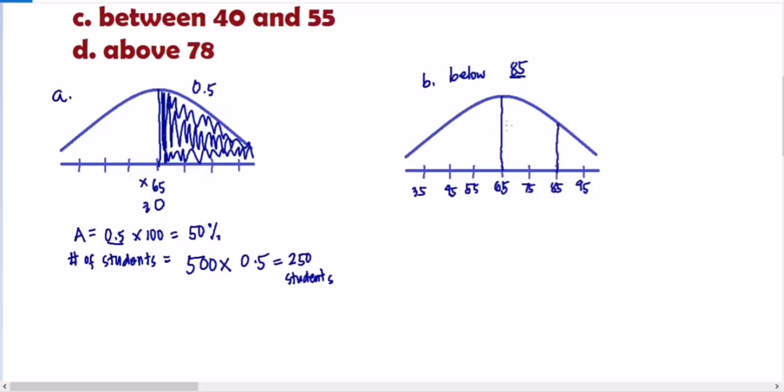So shade na natin yung below 85. Kung ito yung 85 natin, below 85, ito yon. Common mistake, ang sinishade ng iba, ito lang. Which is wrong. Kasi dapat kasama to. Kasi itong mga values dito ay below din naman. So yan yung tinutukoy nating below 85. So paano natin makakuha yung area niyan? Kailangan i-convert muna natin tong 85 into z-score. So yung x value natin ay 85.